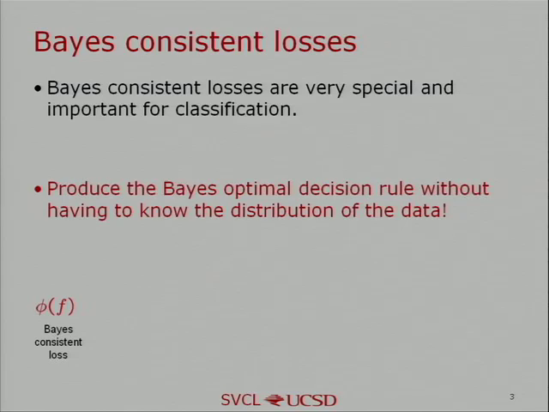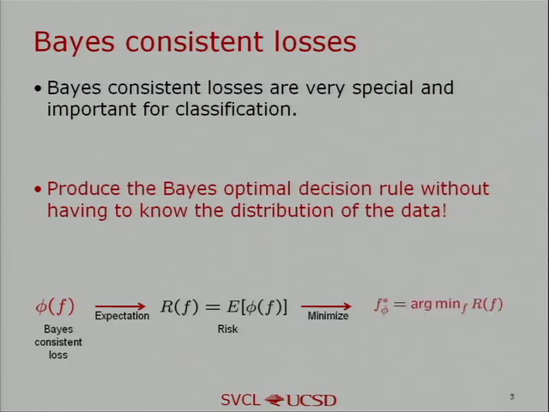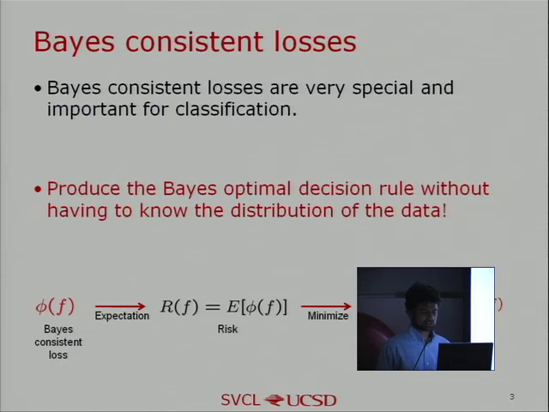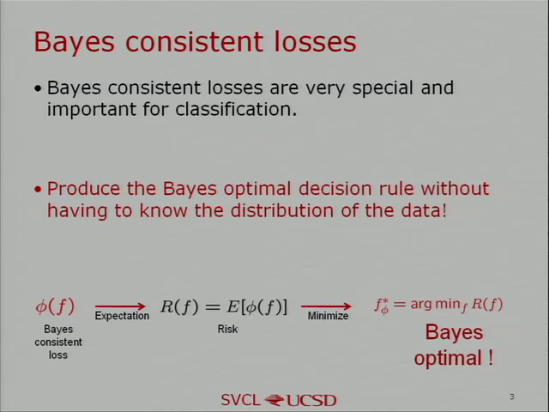As an example, for a general Bayes-consistent loss function phi, we would take the expected loss to find the risk, and we would minimize the risk to find our predictor f star. Given that our loss function was Bayes consistent, we're guaranteed that f star is Bayes optimal. It implements the Bayes decision rule. And you can see that through this progression, we didn't make any assumptions about the model of the data. We didn't know the distribution of the data, but yet we were still able to arrive at the Bayes optimal decision rule.